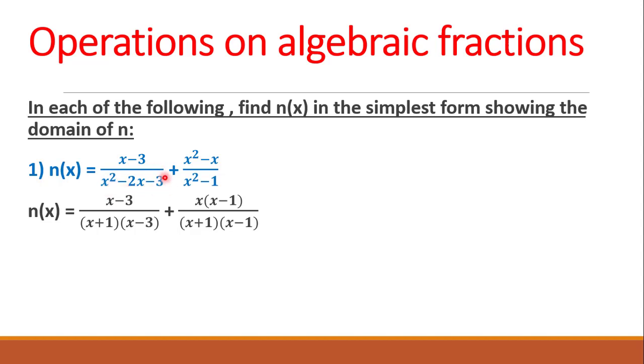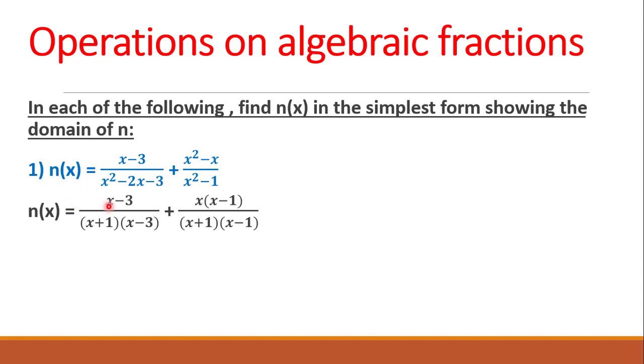X power 2 minus 2x minus 3. We have 3, and the factors are 1 multiply 3. Here negative, it means different signs. The greater will take the sign of the middle. So 3 will take the negative sign. Here we will take x as a common factor, so we have x minus 1. And here I'll factorize the difference between two squares. It will be x plus 1 multiply x minus 1.